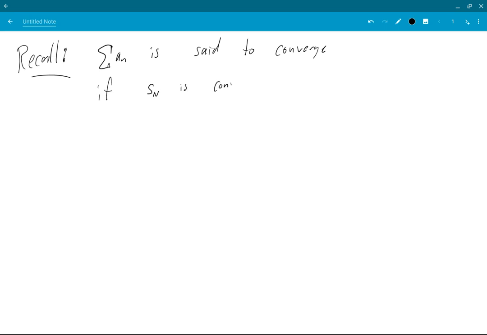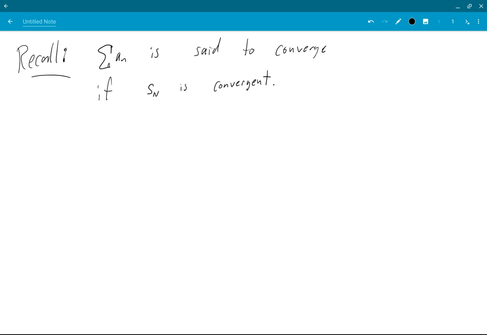So above we said that the summation of an is said to converge if Sn is convergent. Okay, so Sn is the sequence of partial sums.